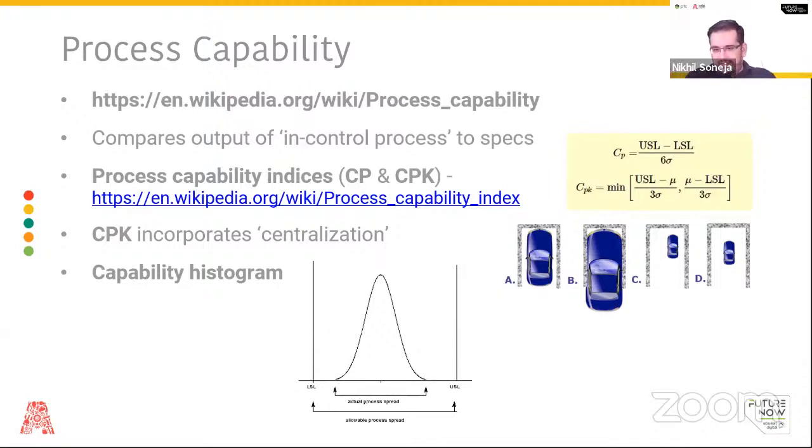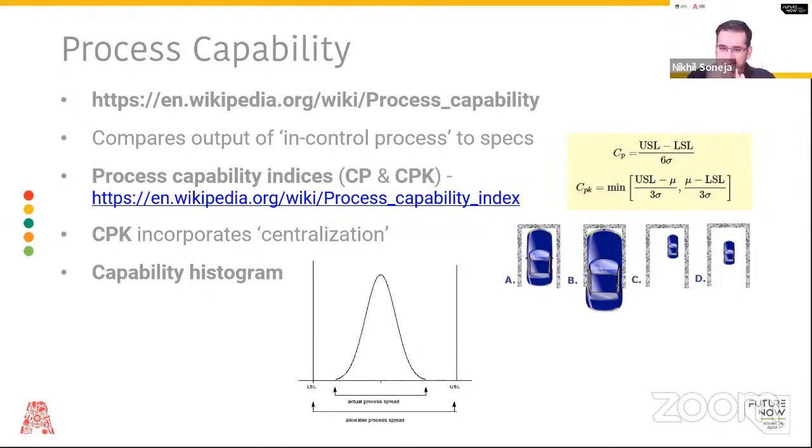If you see, I've put in the mathematical equation. CP is basically the upper specification limit minus the lower specification limit, divided by 6 times the standard deviation value, right? So that is how it calculates. In our software, we will be calculating CP and CPK automatically. The difference between CP and CPK is that CPK actually uses the min function. So it tries to centralize your data.